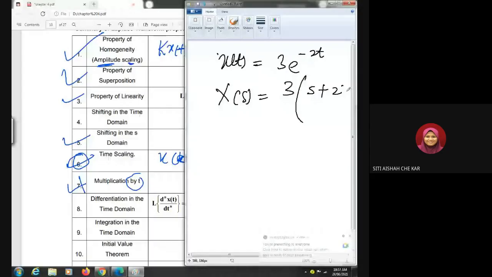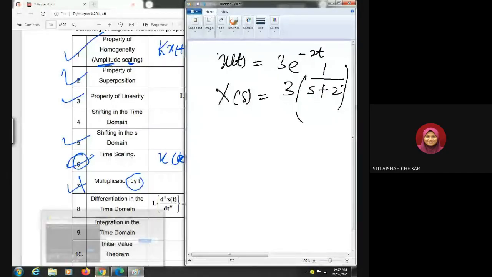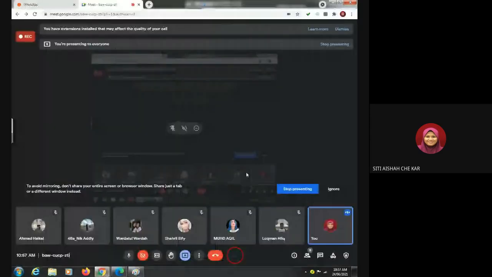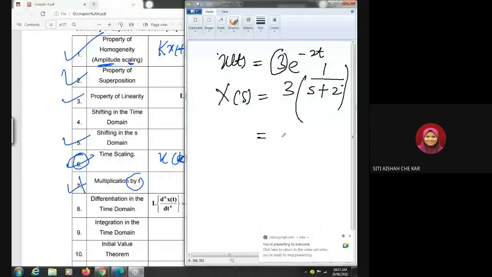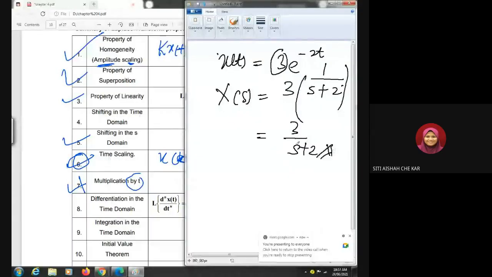So for this one you can use, I allow someone to join. You can Laplace the 3 first. So the Laplace of 3 is 3 over s, right? And whenever you see the exponent, where there is an exponent, you have to add 2. So that's why the answer is 3 over s plus 2. Or you can directly Laplace the exponent. Okay, so this is the answer.